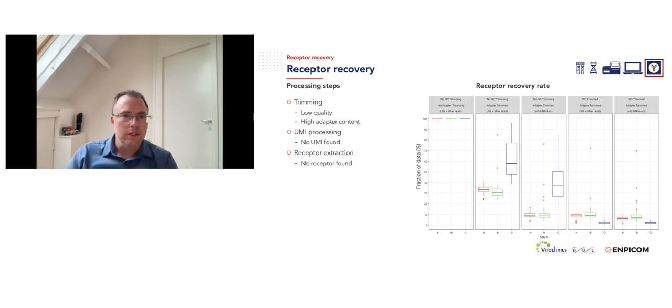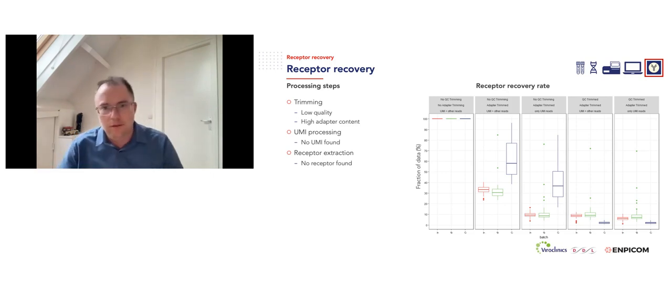And in this particular data set, we had to perform trimming, we had to perform UMI processing, and after that, the receptor extraction. The trimming was needed because there was quite a number of adapters present, and UMI processing was there. Of course, there were UMIs there, so that was good to try and do the error correction.